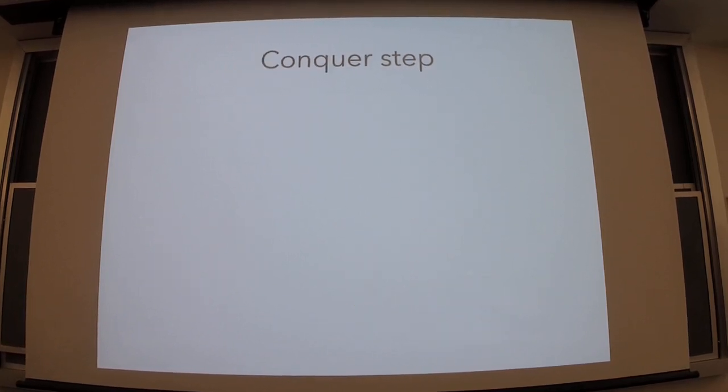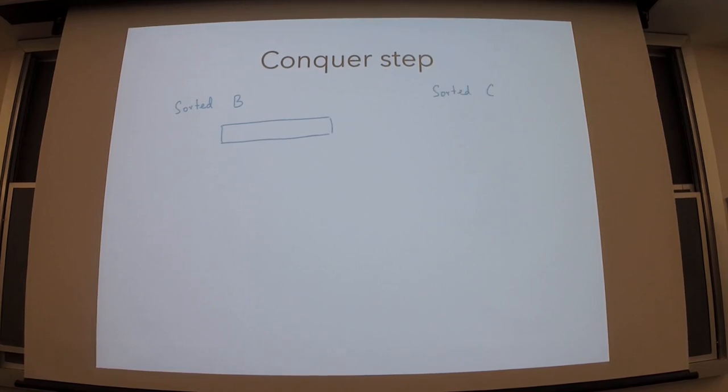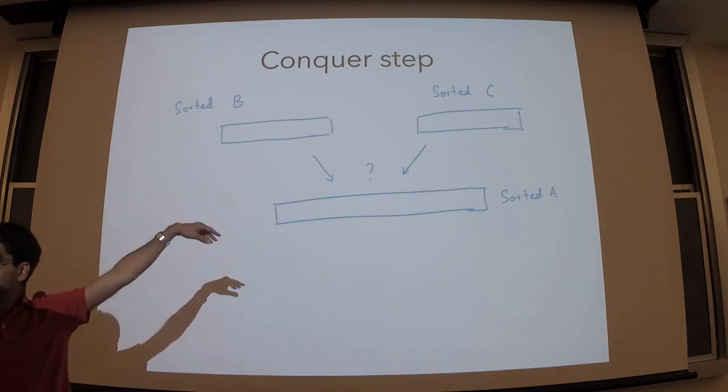Right, so what is the goal of the conquer step? Now you have two sorted arrays. We have sorted B, which I will denote by this array, and sorted C. You have this. And how do you combine these to get a sorted A? So the question is, how should this combination be done?